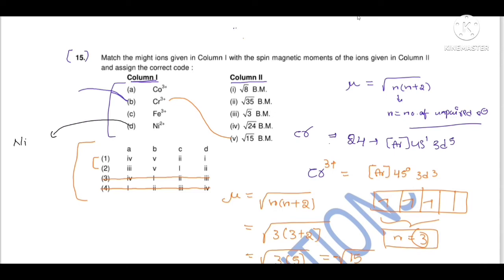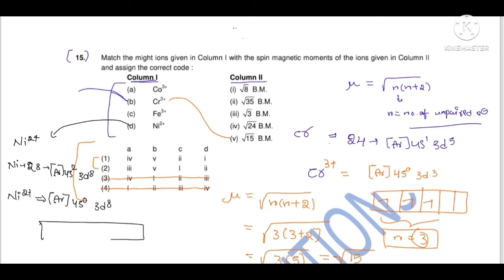That means nickel 2 plus. We know that nickel's atomic number is 28. Its electronic configuration is argon 4s2 3d8. Now let us write its electronic configuration in nickel 2 positive. That means loss of 2 electrons. Its electronic configuration becomes argon 4s0 3d8. Now let us fill these electrons in d orbitals. You have 1, 2, 3, 4, 5, 6, 7 and 8. We observe that 2 unpaired electrons are present. That means n equal to 2.